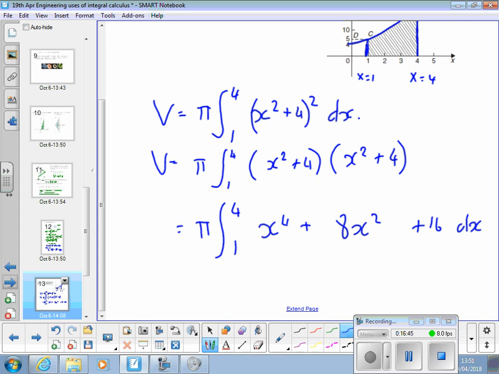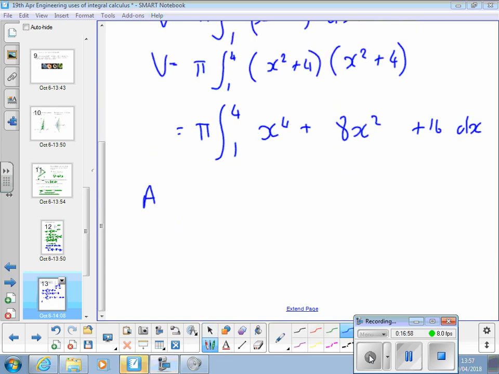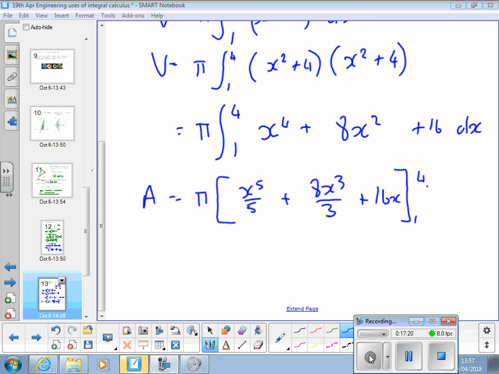Right, now if you integrate to get the volume of that solid, you should have the volume is equal to pi times x to the 5 over 5 plus 8x to the 3 over 3 plus 16x, between 1 and 4.